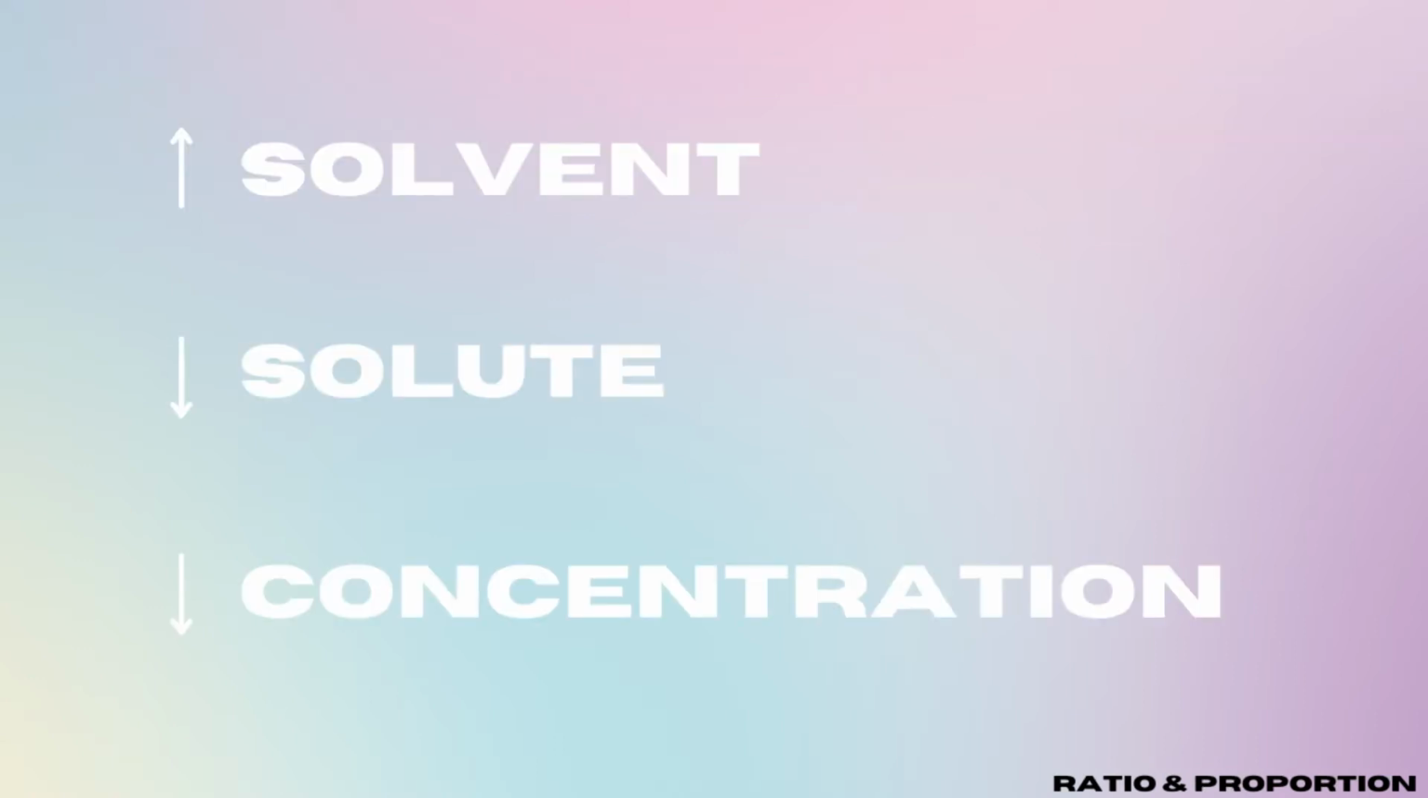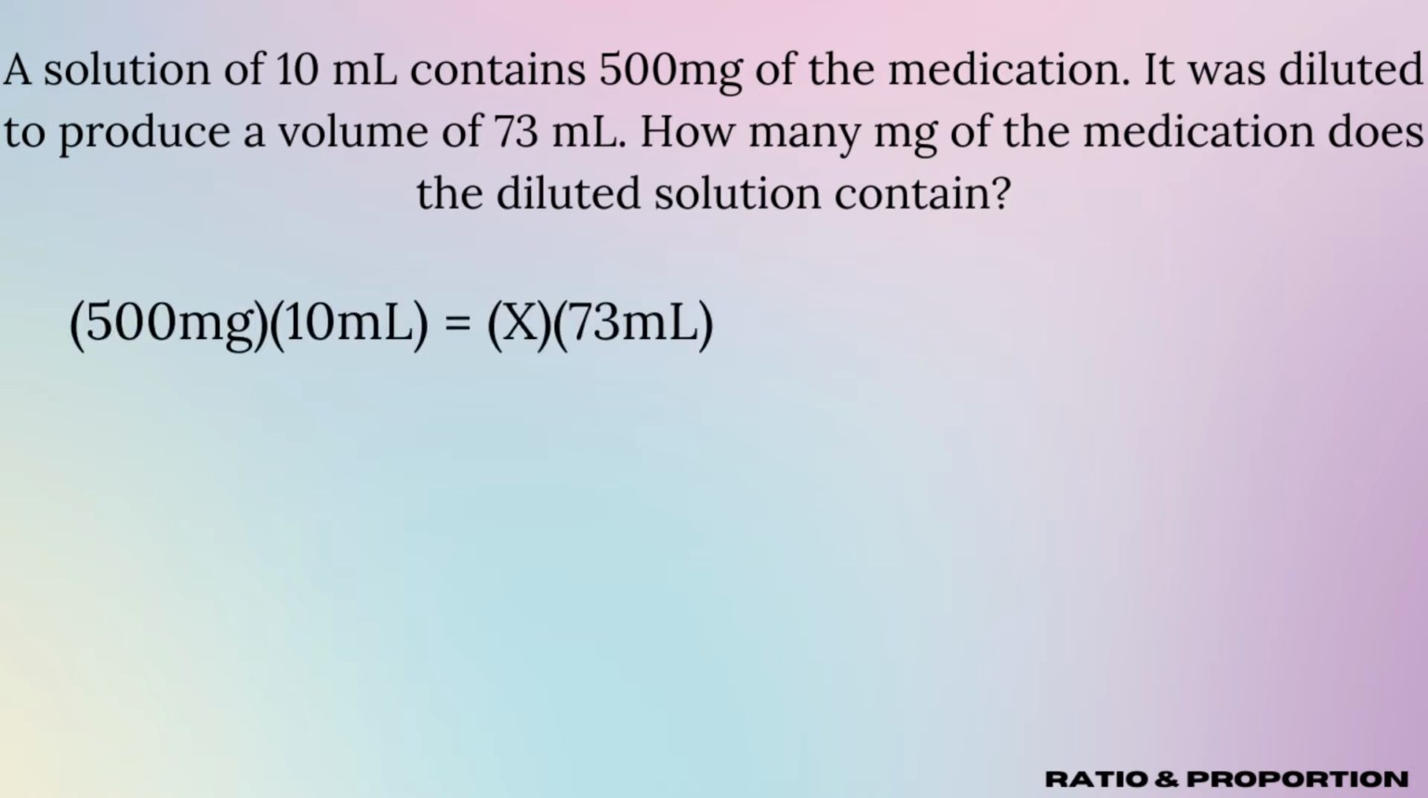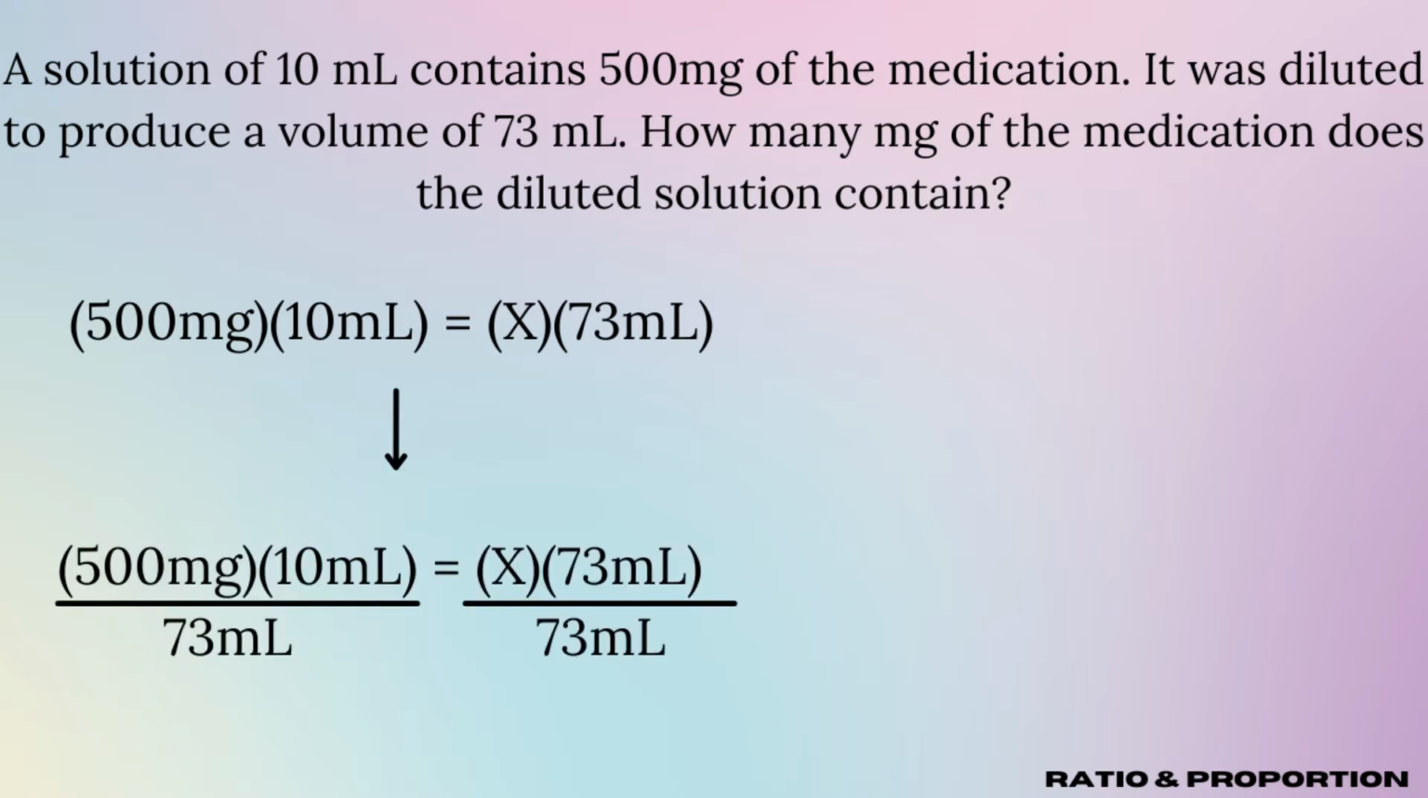Kapag dilution kasi, the higher the volume of the solvent or diluent din kung tawagin, habang mababa ang solute, mas lower yung concentration. Kapag naman mababa ang volume ng solvent pero mataas ang amount ng solute, mas mataas ang concentration. If you're going to write this, this is how your equation should look like. 500 milligrams times 10 ml is equals to x times 73 ml. Just like what we did on the previous questions, isolate the x by dividing both sides by 73 ml. Canceling the units, we have an answer of 68.49 milligrams.